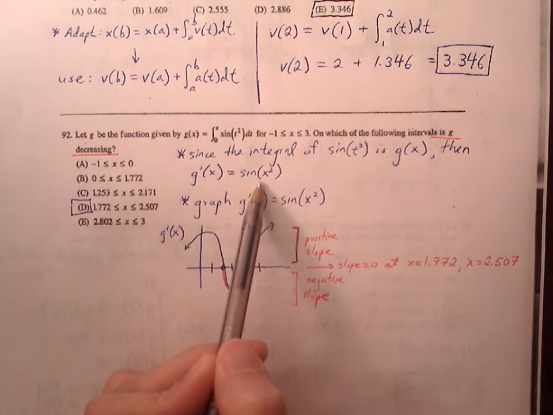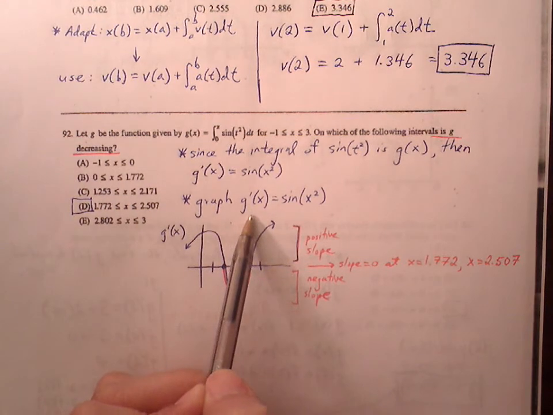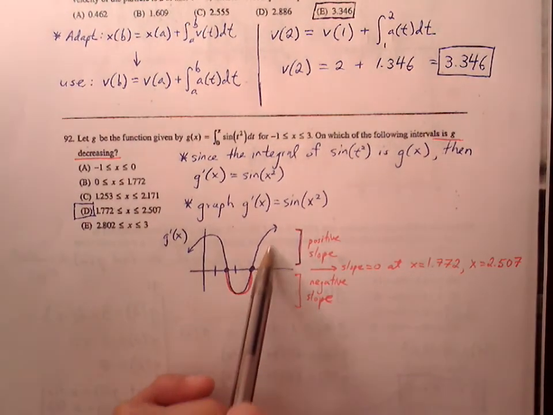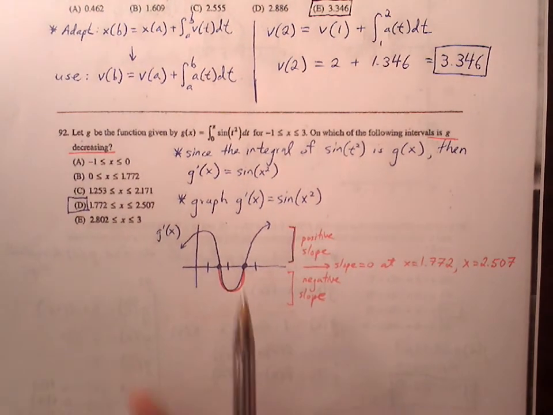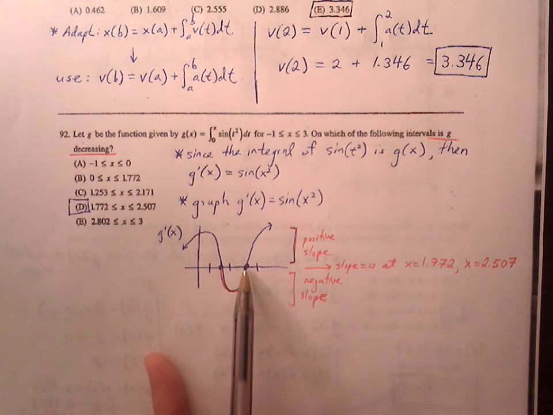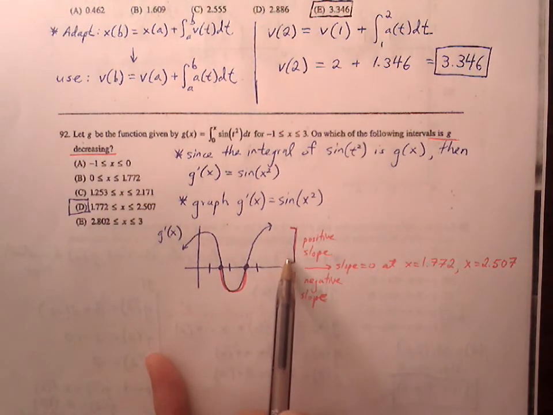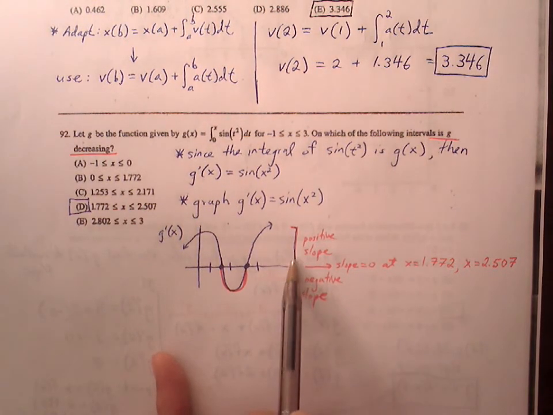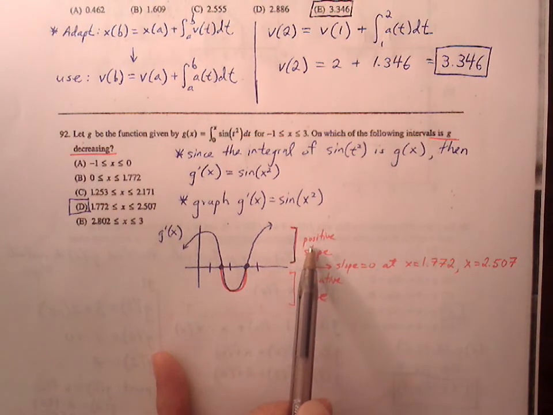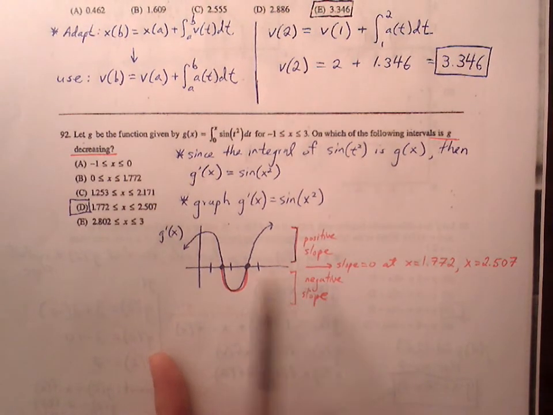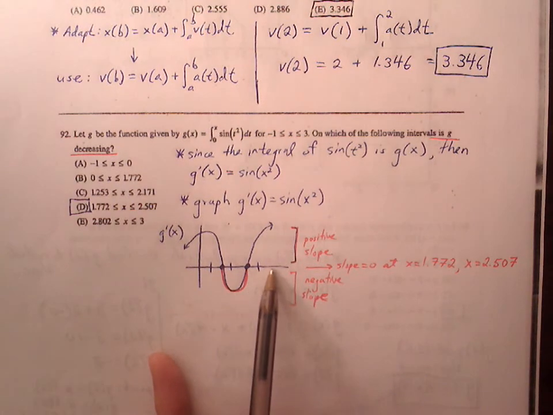So now that we know sine of x squared is g prime, let's go ahead and graph g prime. We use our calculator, and the graph is going to give us this shape. We can find the x-intercepts by using second trace, zero. And let's also interpret what's going on here. Whatever is in the positive region of g prime indicates where our g of x is going to exhibit positive slope. Anything below is going to indicate where g of x is going to exhibit negative slope. Anything on the x-axis represents where the slope is 0.